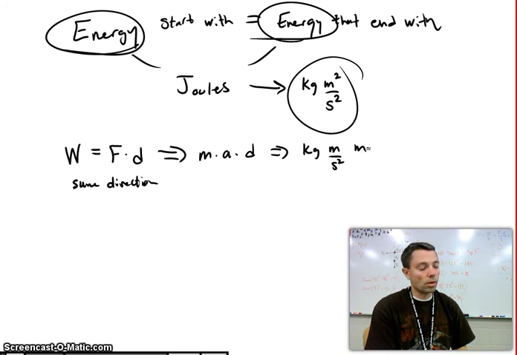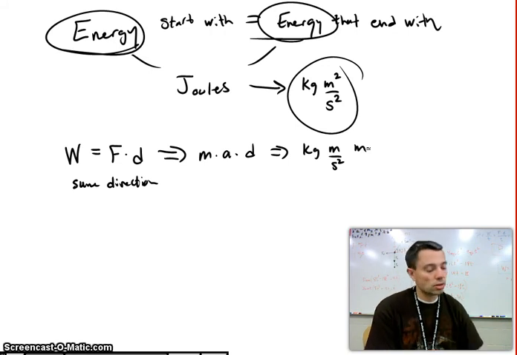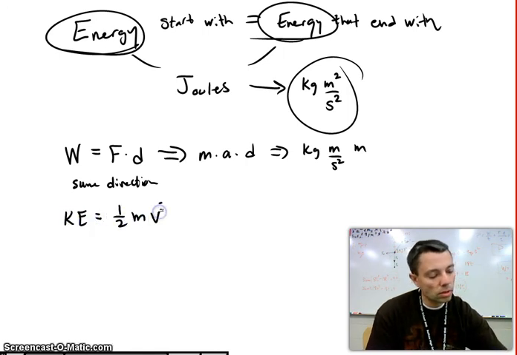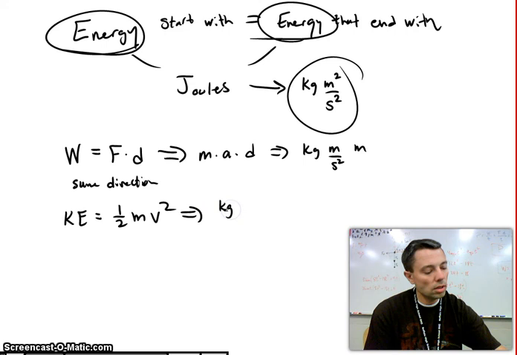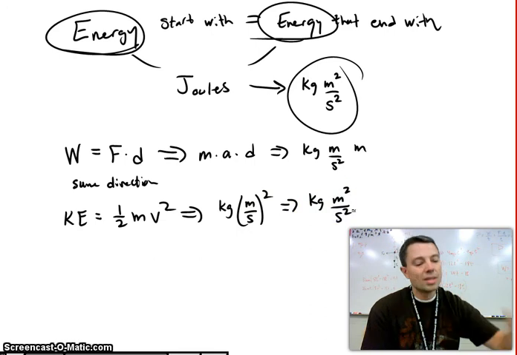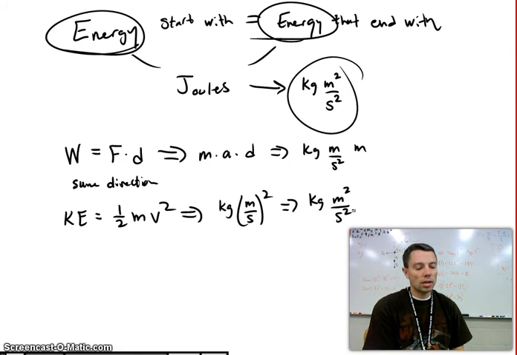So that was one way that we looked at it. We looked at it from the kinetic energy standpoint, okay? Kinetic energy was 1/2 mv squared, all right? So if we look at this, m is in kg, v is in meters per second, but we're squaring that whole thing, which means that we are at kg m squared over s squared. Same units, okay? Definitely talking about joules.